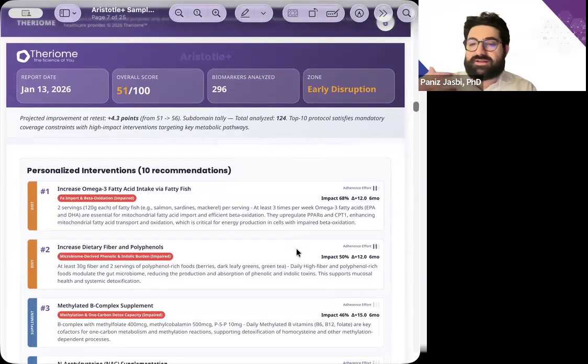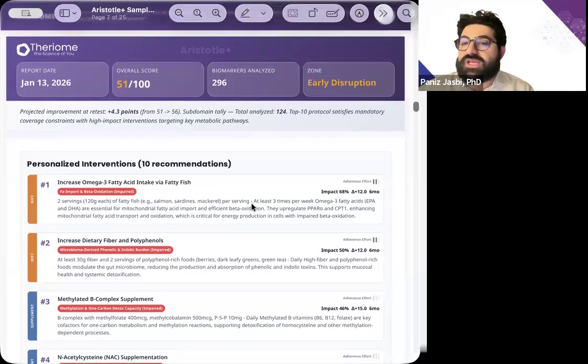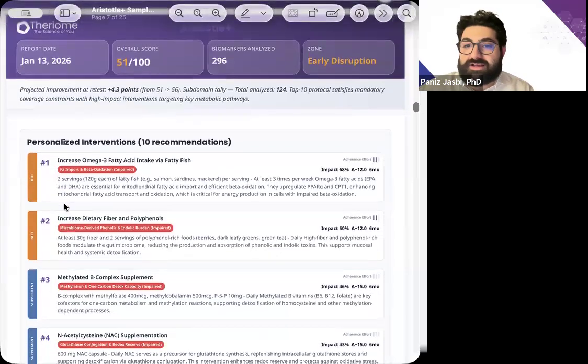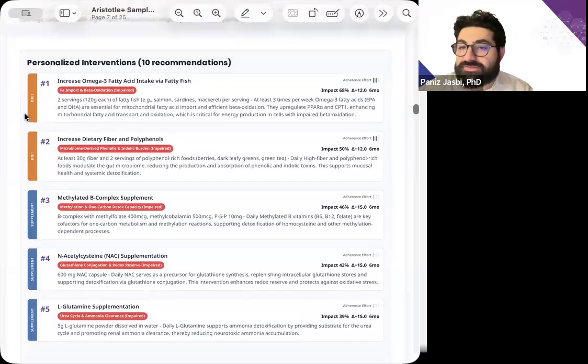That means the protocol is not a random list. It is constructed to ensure that every flag subdomain is addressed by at least one recommendation. Now, look at the structure of each recommendation card. First, each recommendation is classified by type, such as diet, lifestyle, or supplement, as we can see on these ribbons. That matters because it helps you manage patient burden and sequencing.